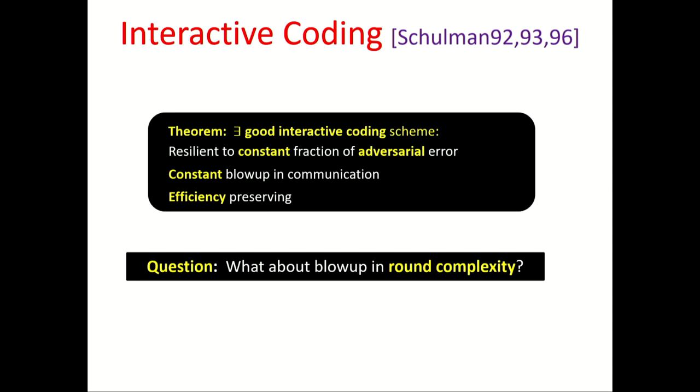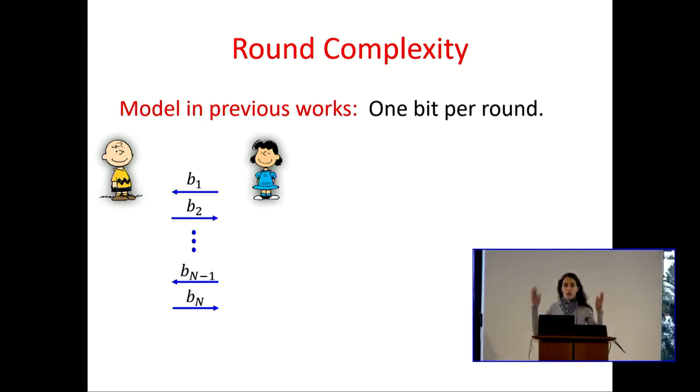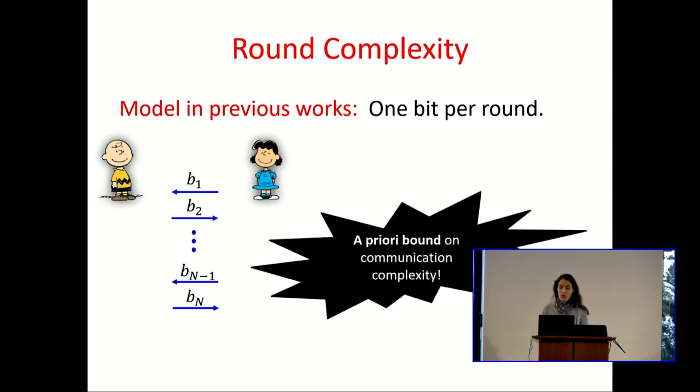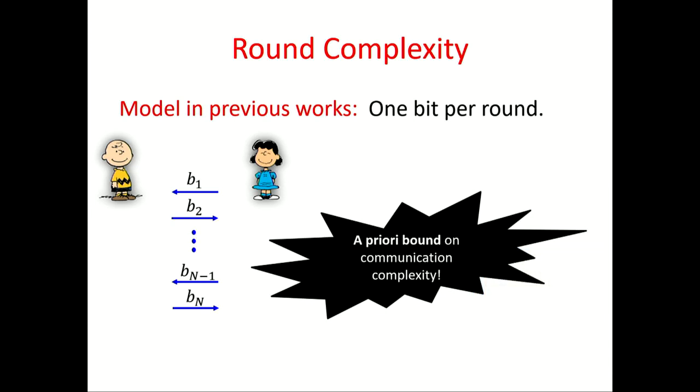This is something that was not at all discussed in this line of work on interactive coding. And moreover, not only wasn't it discussed, actually all prior work starts with an assumption that the communication is bit by bit. So first they say, let's assume without loss of generality that each party sends one bit, and then we're going to convert this into an error-resilient one. And moreover, there's always an assumption that we know the communication complexity. So we know we're going to communicate T bits, sent bit by bit, and we want to convert this into an error-resilient version.